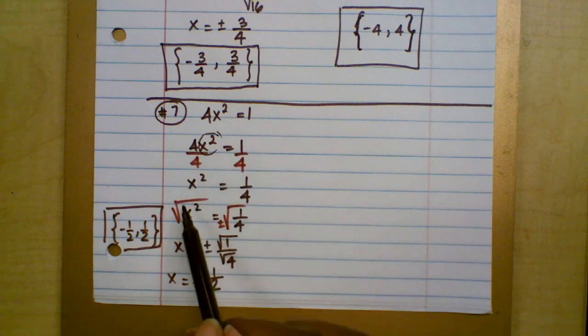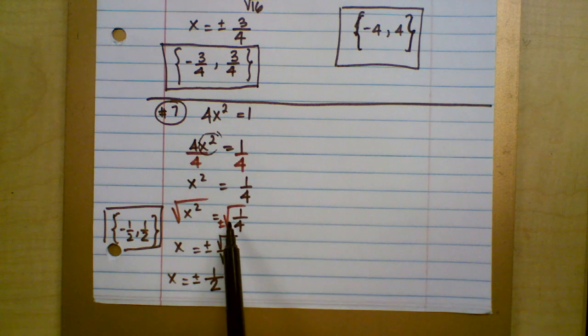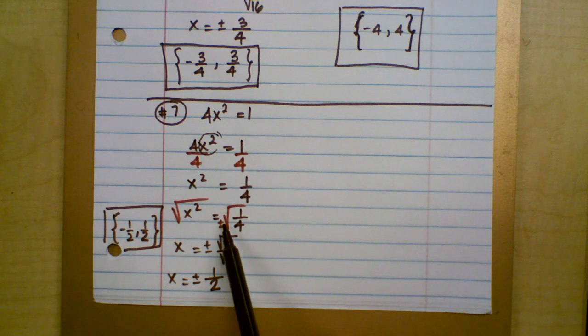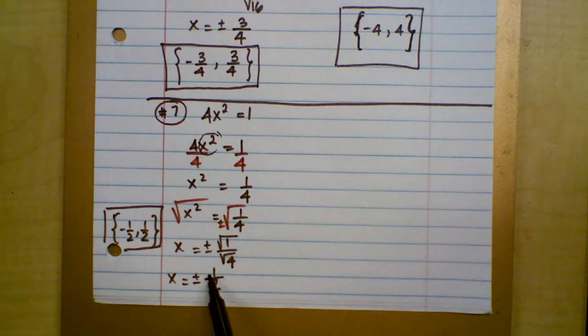Then we take the square root on both sides, and because I cannot simplify this, always leave it as a fraction. Do not turn it into a decimal. So you end up with plus or minus the square root of 1 over 4, and I split the single square root into two square roots. Why? Because it's division. Then I have the square root of 1 over the square root of 4, and the square root of 4 simplifies to 2, and the square root of 1 simplifies to 1.